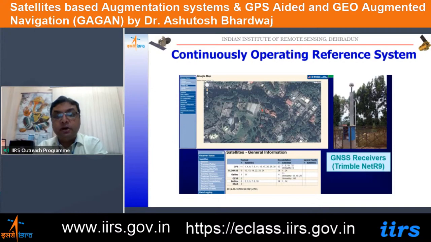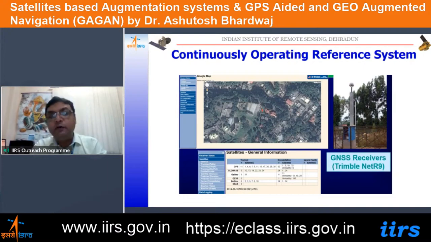So this is the CORS station which is installed at IIRS. The Department of Space has also established a lot of stations across India. Like the National Remote Sensing Center has established, SAC is involved from Ahmedabad, and IIRS from Dehradun. So we have also established various stations for the tectonic studies, wherein this data is very valuable because it's working 24 hours, 365 days. So it collects a lot of data.